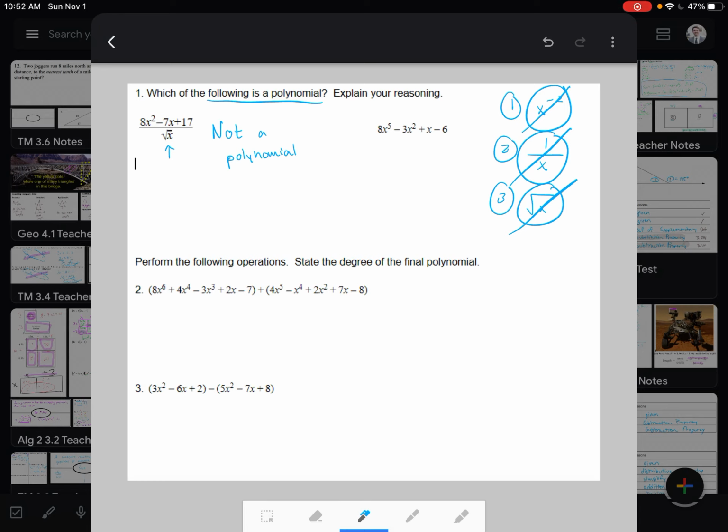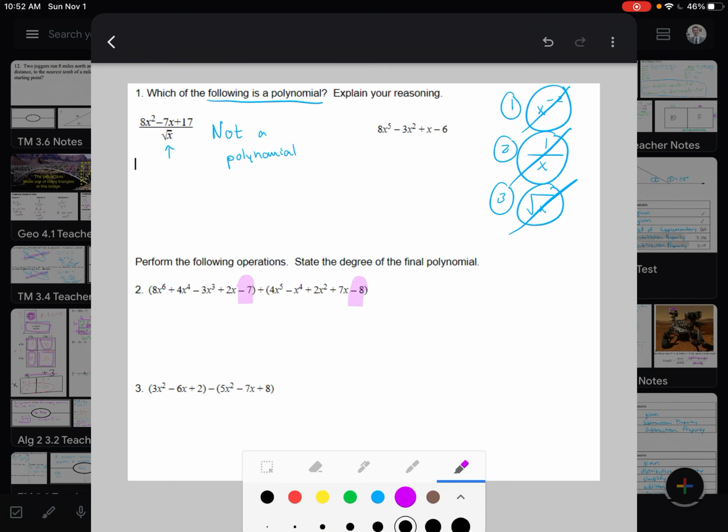So let's do the same thing for the second one. If it is, justify. If it's not, tell us which one of these three rules it broke. Next, we're going to take a look at combining like terms here with different polynomials.